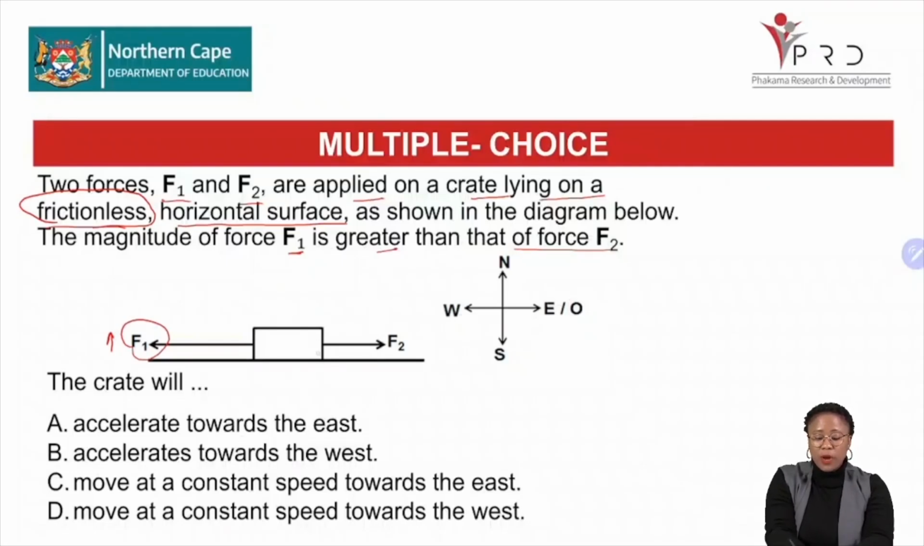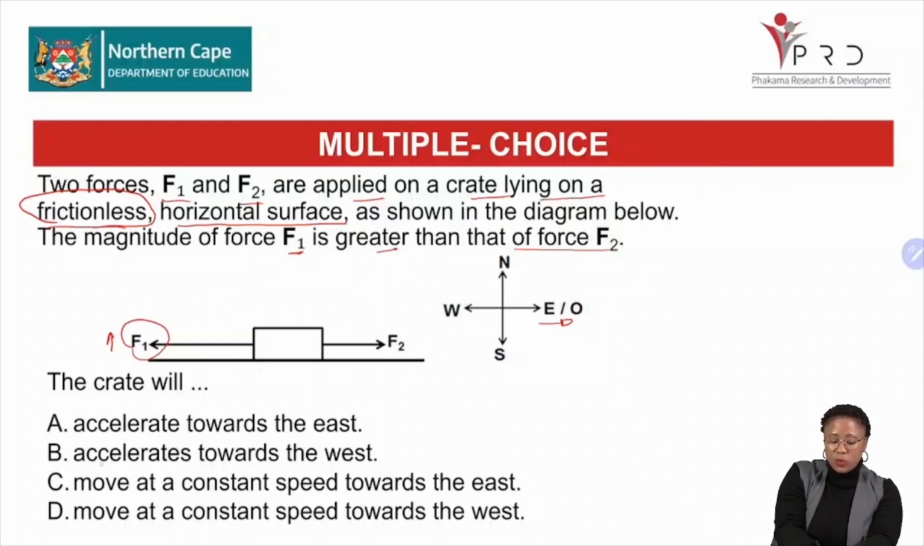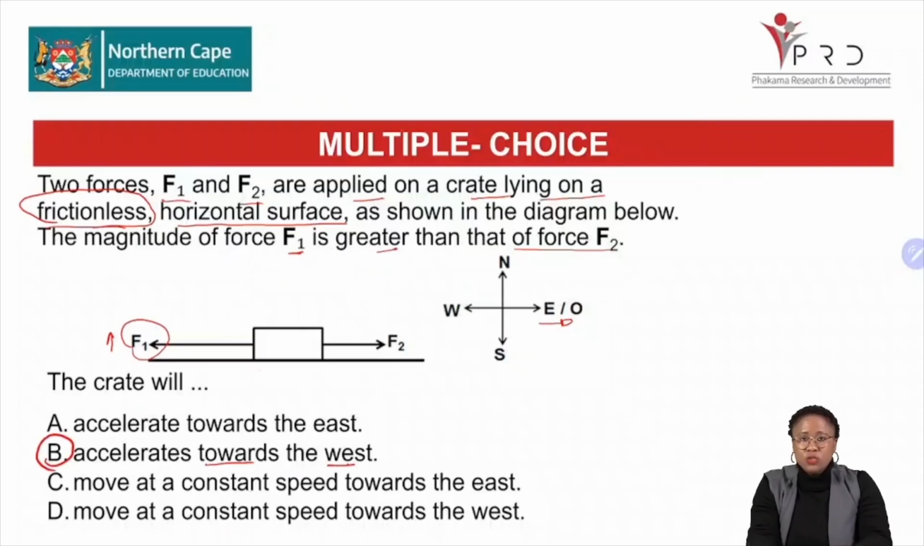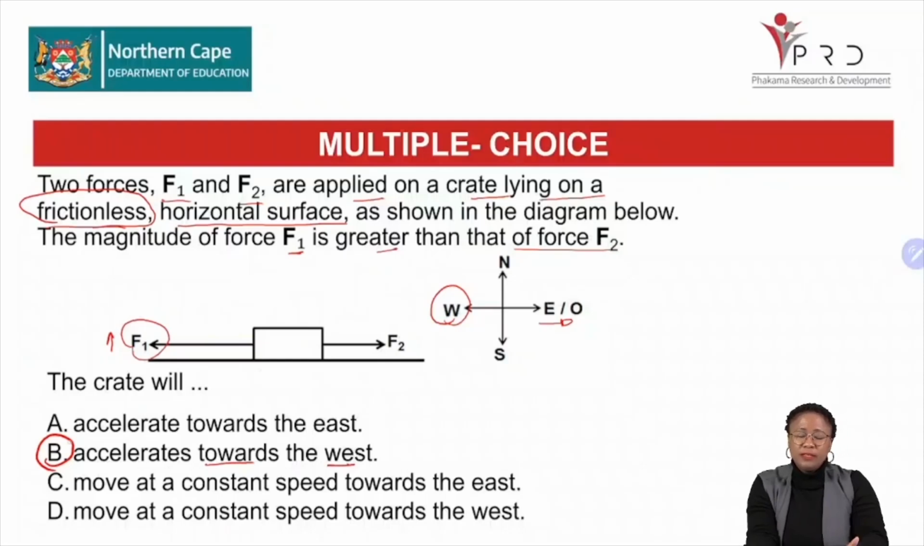Okay, so we want to know where the crate will accelerate. Now, if we say that it's going to accelerate towards the east, that means that it's going to the right-hand side. It is not going to go to the right-hand side because F2 is less than F1. Remember, F1 has a greater force than F2. The crate will accelerate towards the west. Yes, this is the correct answer. It is going to accelerate towards the left, to the west. Why? Because F1 is greater than F2. Therefore, the object will move in the direction of the force that is greater than the force that is opposing the applied force. So B will be the most correct answer.